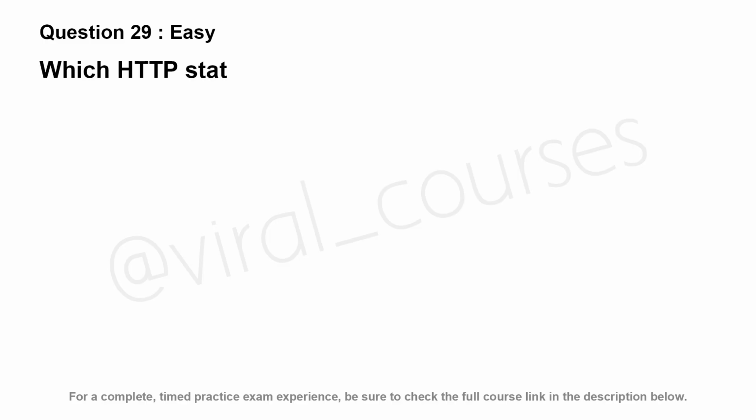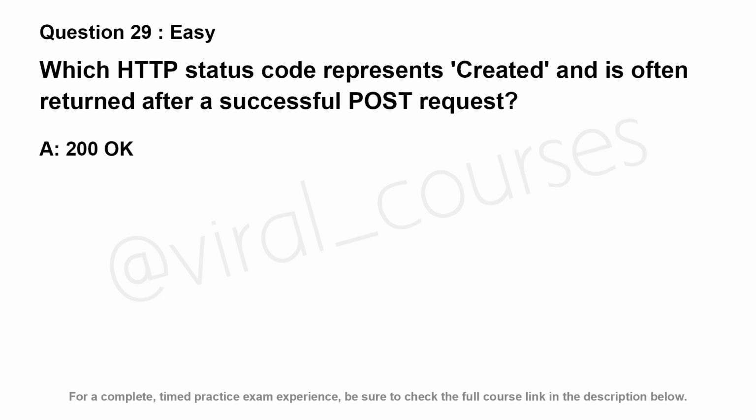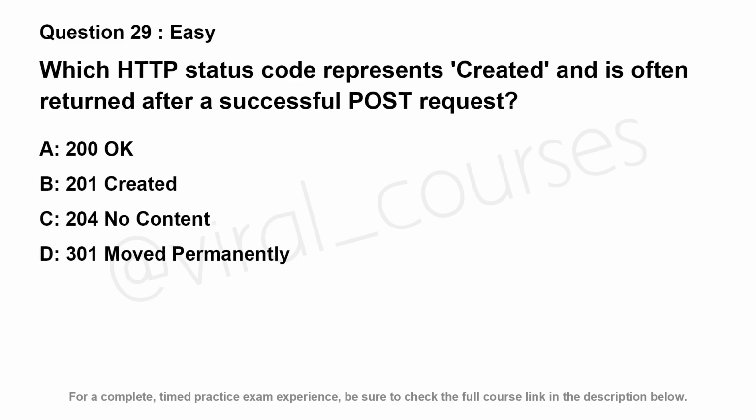Which HTTP status code represents created and is often returned after a successful POST request? Option A, 200 OK. Option B, 201 Created. Option C, 204 No Content. Option D, 301 Moved Permanently.